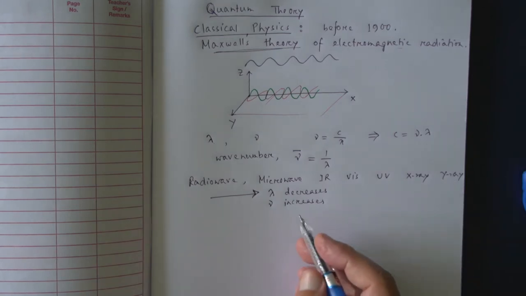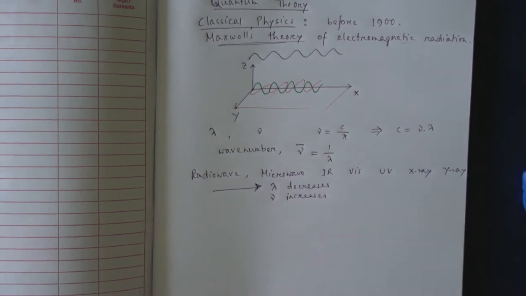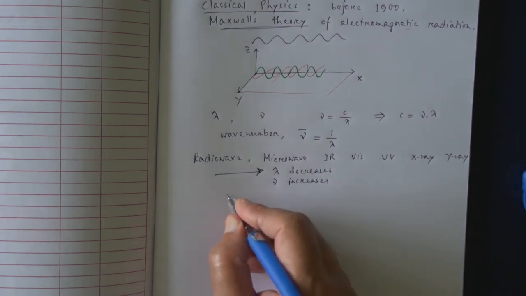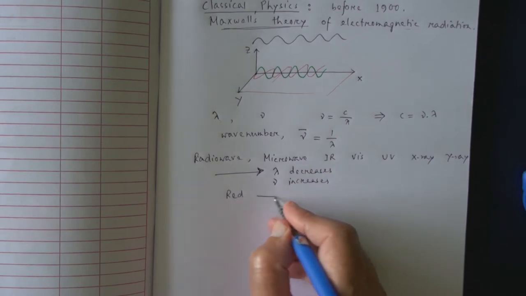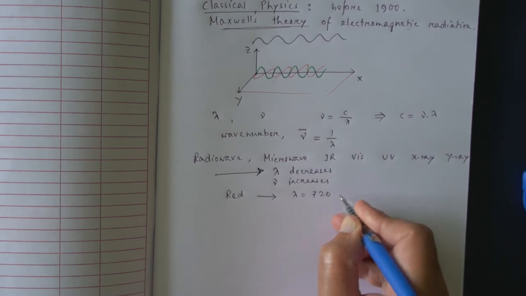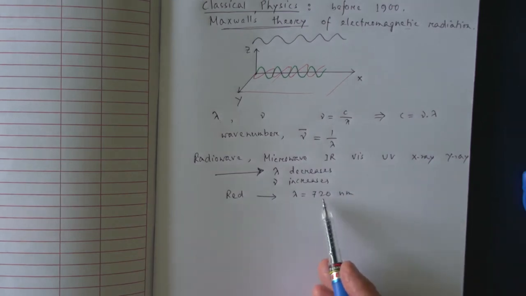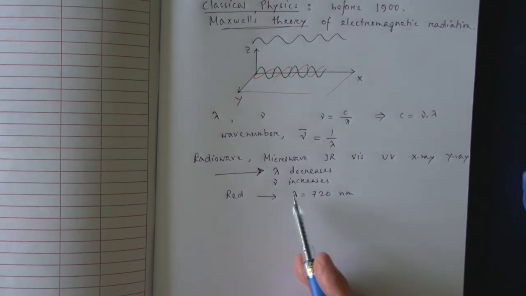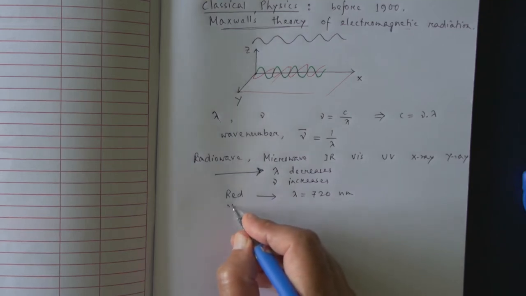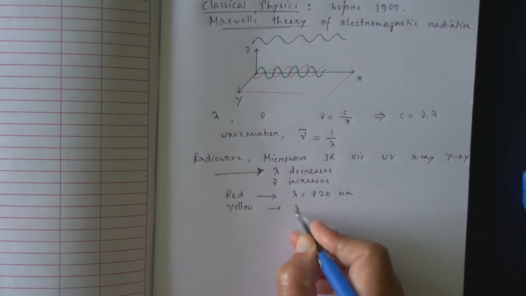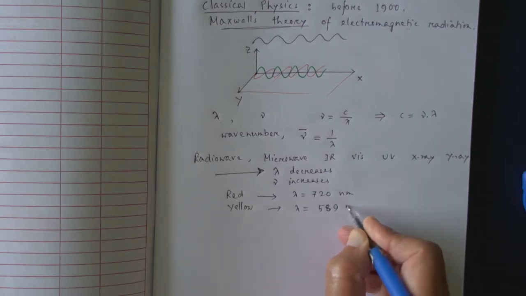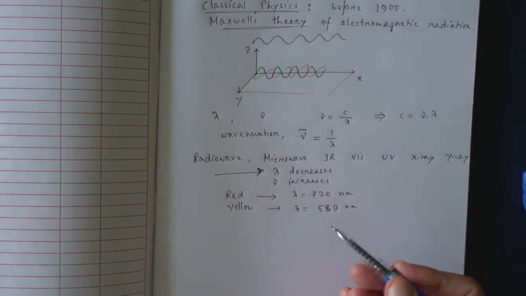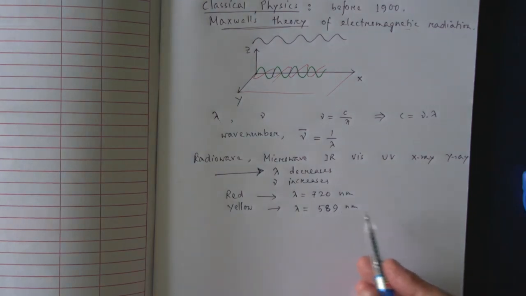Then we have also discussed that one particular color means one wavelength. Say red color means lambda is nearly 720 nanometer. But you remember, if wavelength is 720 nanometer, we will see it red. But if it is 710 nanometer, then also we will see it red, because our eyes cannot distinguish. Similarly, yellow: say wavelength is 589 nanometer. Again, if it is 580, then also we will see it yellow. Our eyes cannot differentiate. However, one particular color means one wavelength, and so on.